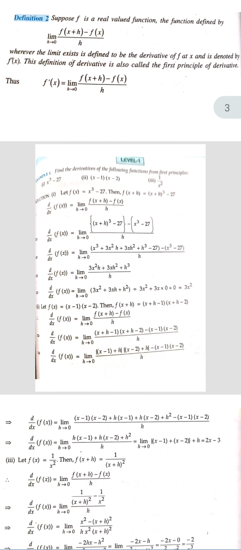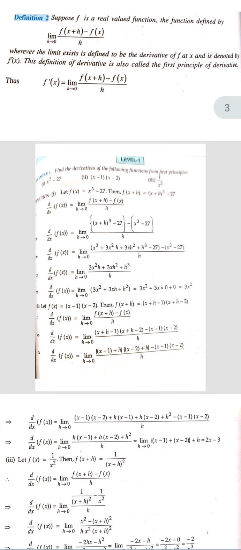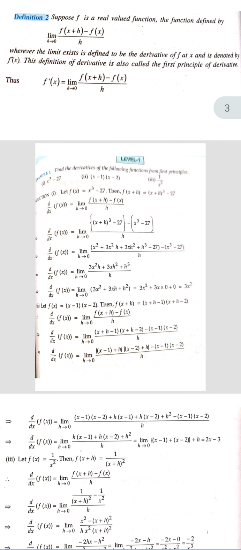The function defined by limit h tends to 0, f(x plus h) minus f(x) upon h, wherever the limit exists, is defined to be the derivative of f at x and is denoted by f dash x. This definition of derivative is also called the first principle of derivative. Thus, f dash x is equal to limit h tends to 0 f(x plus h) minus f(x) upon h. Today, students, we are going to study the first principle of derivative, also known as ab initio.